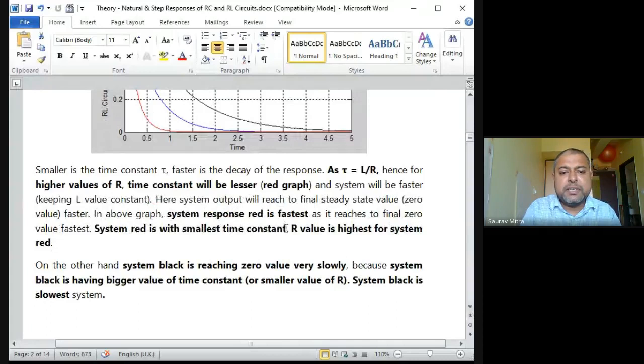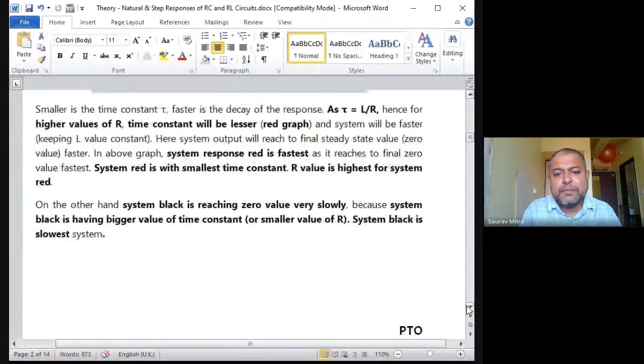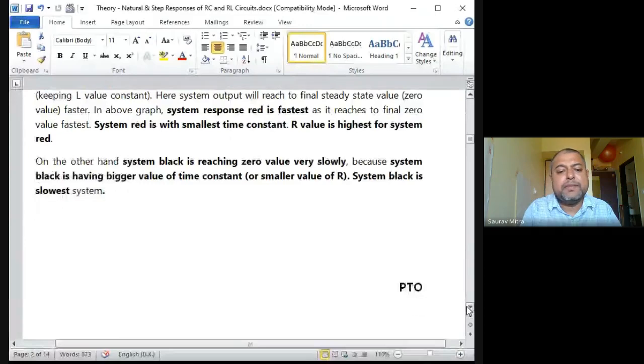For three different circuits, you have to generate three different graphs. So system response red is the fastest, and system red is with smallest time constant. R value is the highest for system red. On the other hand, the system black is reaching zero value very slowly because system black is behaving with bigger value of time constant. So smaller value of R, system black is slower system.